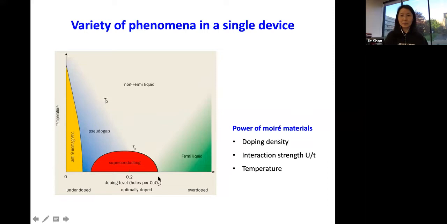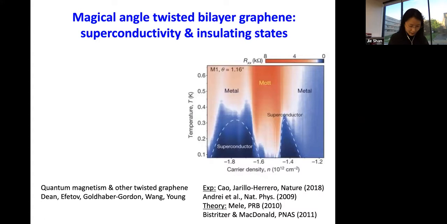Okay, so perhaps the most illustrious example of moiré materials is this magic angle twisted bilayer graphene. The idea of a strong correlation by twisting two layers of graphene has been predicted and has also been seen in scanning tunneling microscopy measurements. But it mostly has remained theoretical until 2018, when the MIT group published the two Nature papers reporting observation of a correlated insulating state at half filling. And then when you dope away from that, you see a superconductivity.